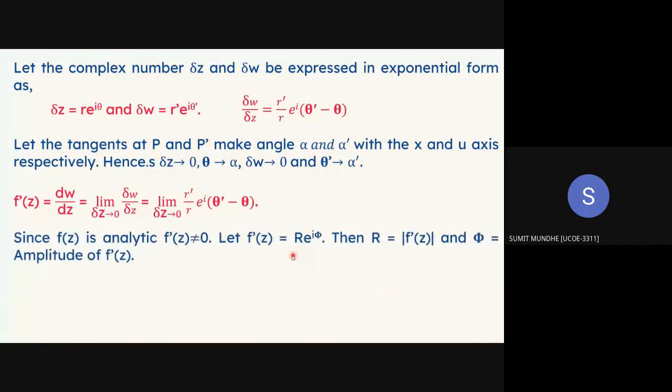So continuing with the proof, f dash of z equals dw by dz, which equals the limit as delta z tends to 0 of delta w upon delta z, which equals the limit as delta z tends to 0 of r dash upon r into e raised to i (theta dash minus theta). Since f of z is analytic, f dash of z is not equal to 0. Let f dash of z equal capital R into e raised to i phi. Then capital R equals the magnitude of f dash of z, and phi is nothing but the amplitude of f dash of z.